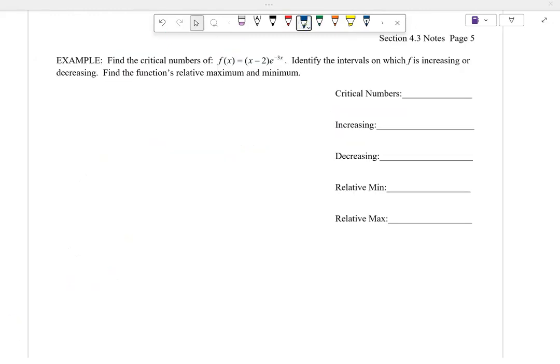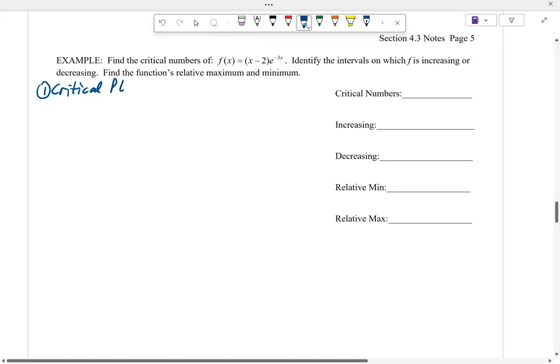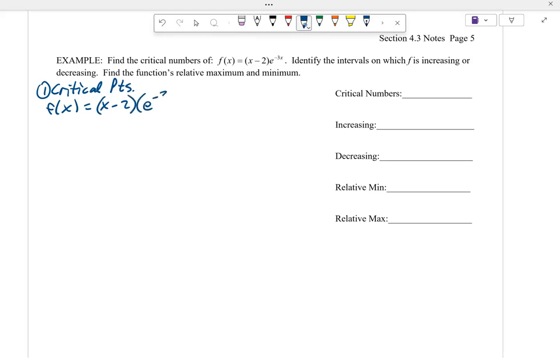So here we've got x minus 2 times e to the negative 3x. I'm going to go ahead and run this when I find my critical points with the product rule. So here's our function. That's our first one times our second one, e to the negative 3x, right? So product rule: derivative of x minus 2, the derivative of the first times the second, plus the first times the derivative of the second. So that would be ln e times e to the negative 3x.